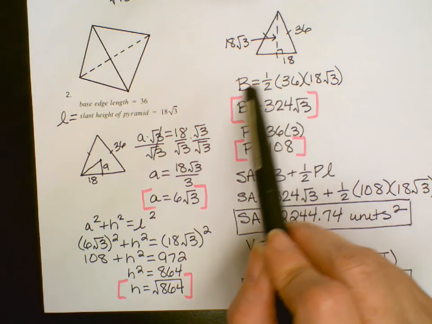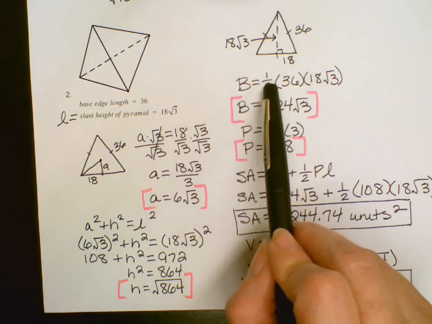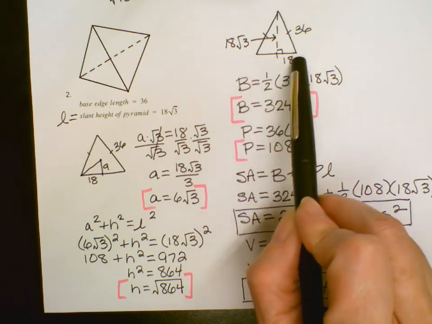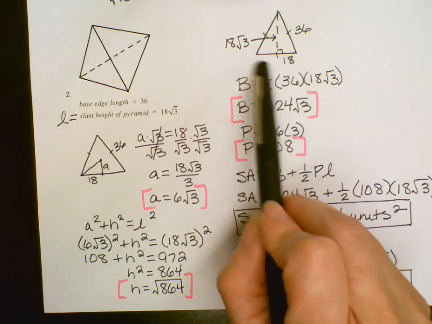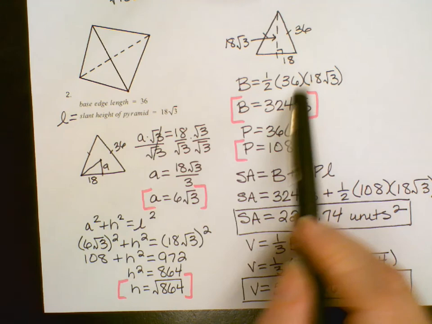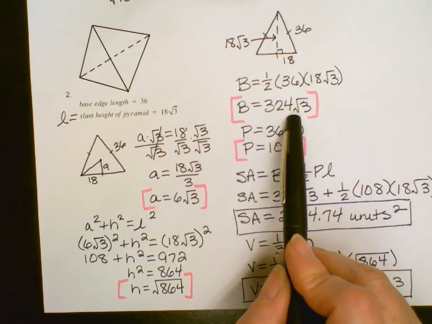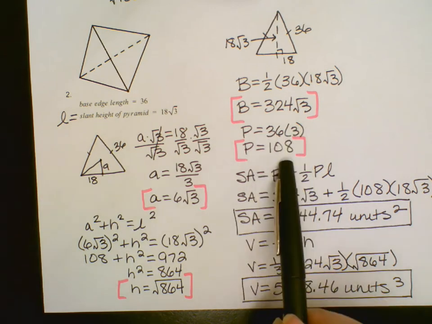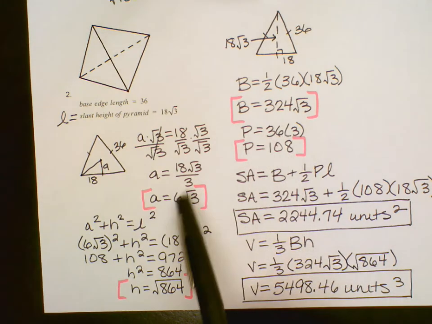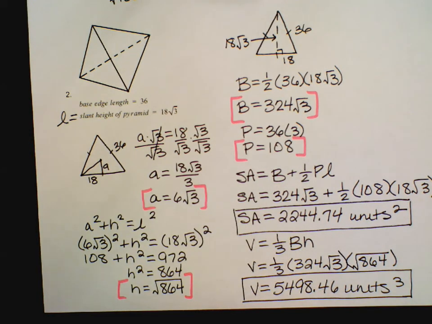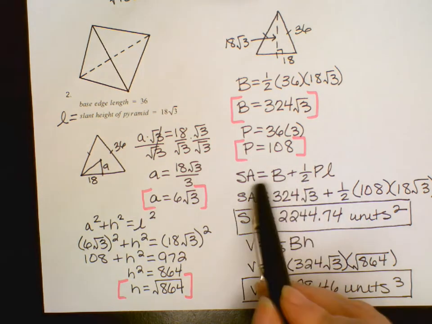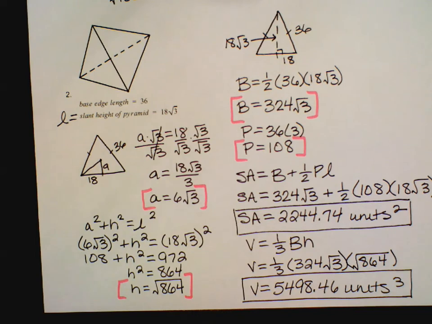All right, so in that case, the area of this triangle is 1/2 of the base. Now remember to use the entire base here, which is the 36, times the height of the triangle, which should simplify to 324 square root 3. And the perimeter is 108. These I've just outlined in pink to draw your attention to them as points of reference for you to check in your solution. Then we substitute these values into our surface area and volume formulas to get the answers that are seen here on the screen.